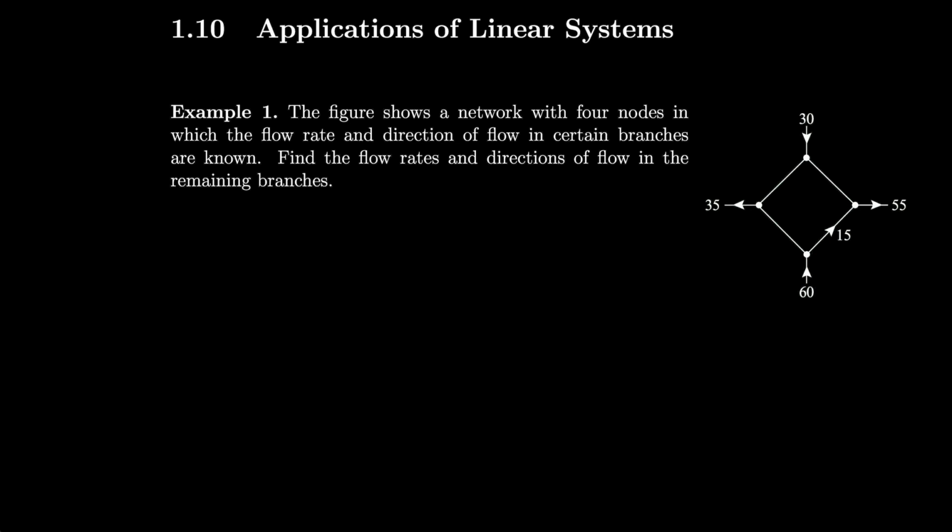Section 1.10, Applications of Linear Systems. The figure shows a network of 4 nodes in which the flow rate and direction of flow in certain branches are known. Find the flow rates and directions of flow in the remaining branches. How about we label the nodes A, B, C, and D.